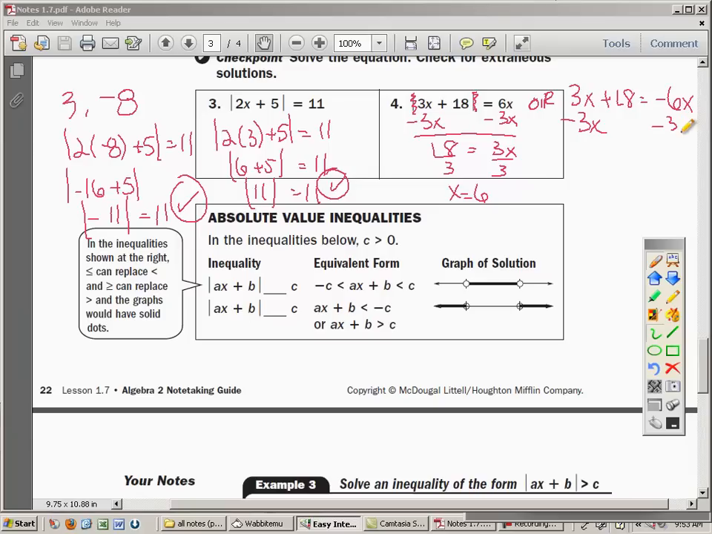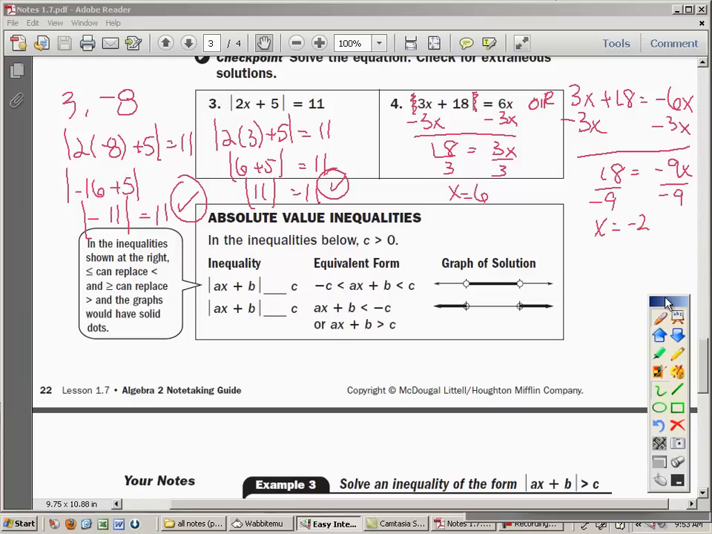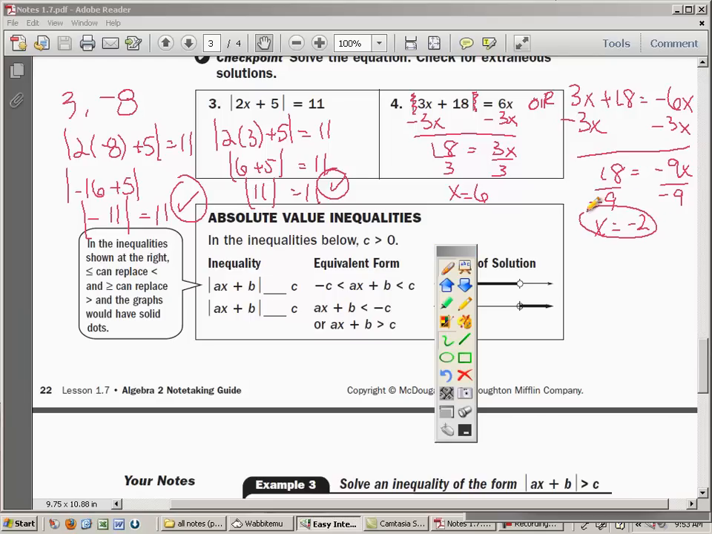Minus 3x from both sides, you get negative 9x equals positive 18. Divide both sides by negative 9, and x equals negative 2. Now, I'll let you check the x equals 6 on your own. That one does work. But when I try negative 2 here, this becomes 3 times negative 2 plus 18 equals 6 times negative 2.